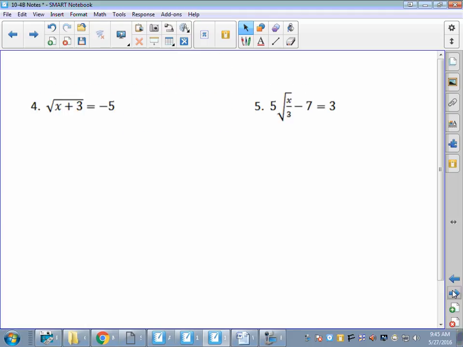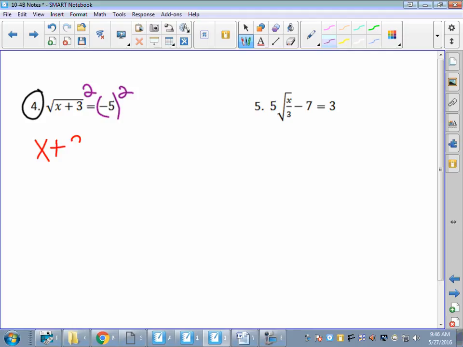Let's do problem number 4. So I've got a square root of x plus 3 equals a negative 5. My radical is already isolated, so that means I'm ready to just square both sides. Remember to be careful when you square that negative 5. I should end up with an x plus 3 because square rooting and squaring undo each other. Is everybody okay with the 25 for that other side? One-step equation, we can do this in about a second. X equals 22. I like it.